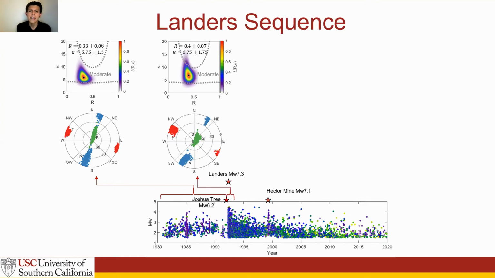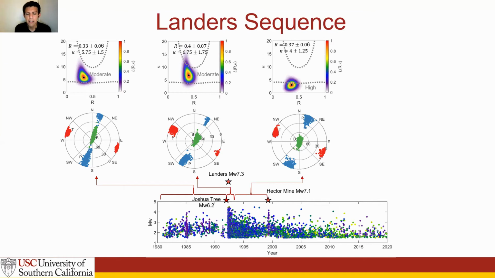The next panel shows the estimation of kappa and R for the aftershocks of the Joshua Tree event, but before the Landers event. We see again a moderate complexity; however, the value of kappa is larger, implying that there is less complexity. But something that is interesting about this, and it's been discussed in many studies, is that there is a rotation in the direction of the P-axis from 15 degrees to about 30 degrees to the east.